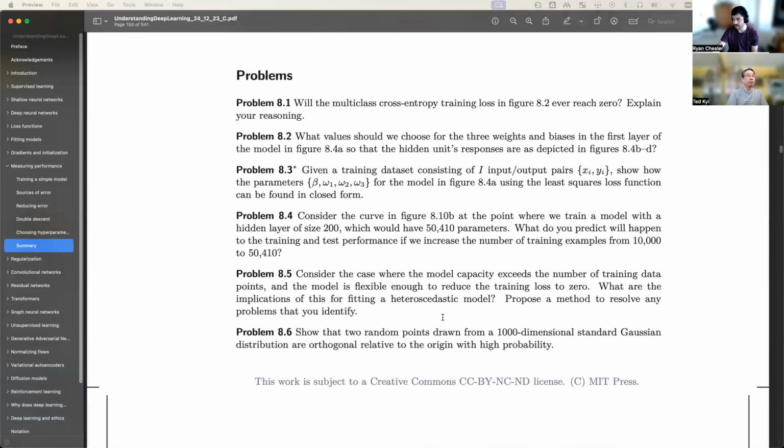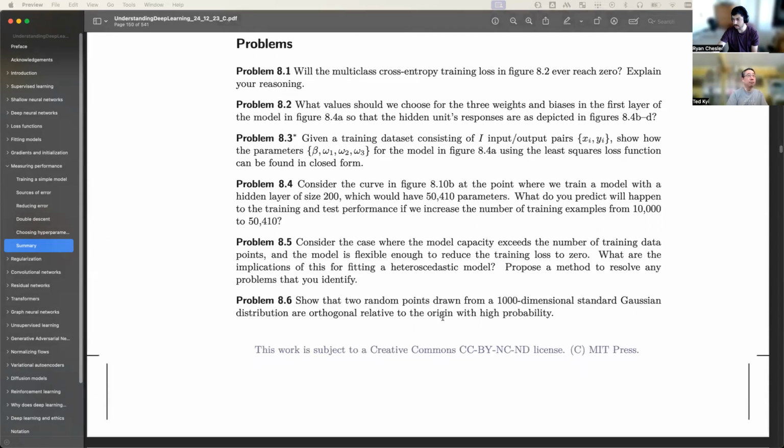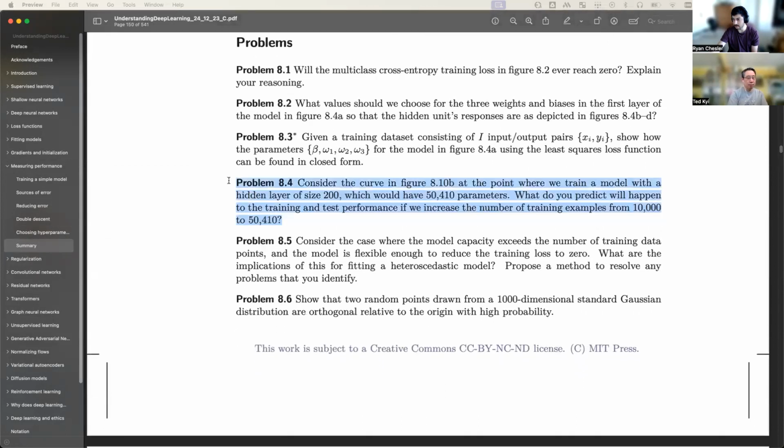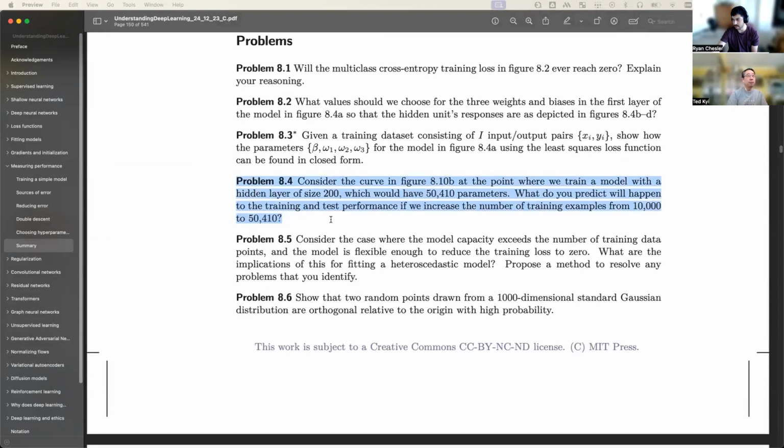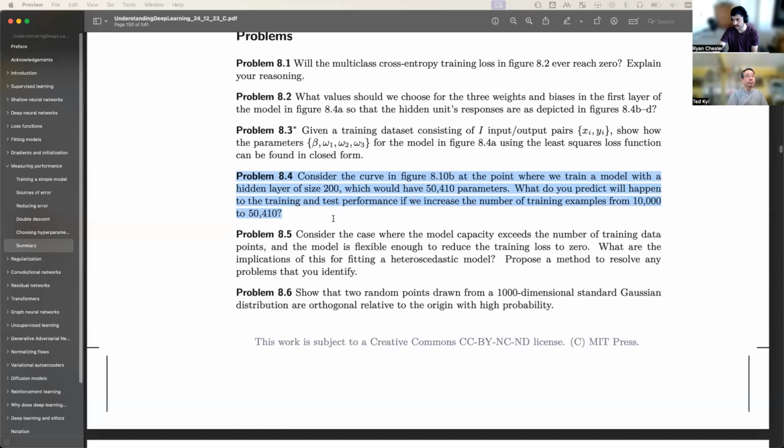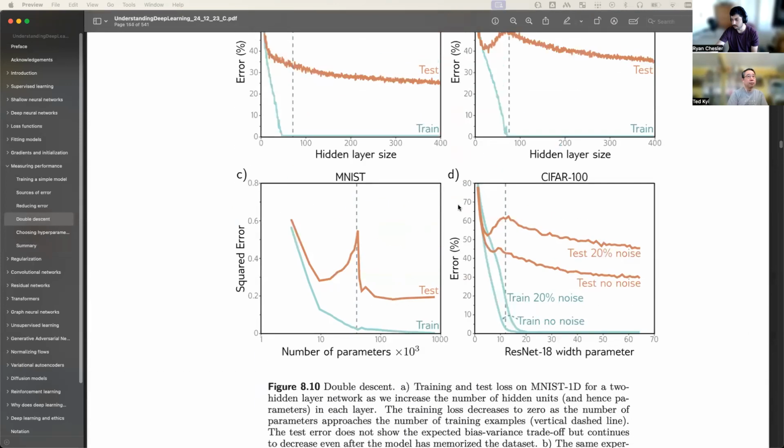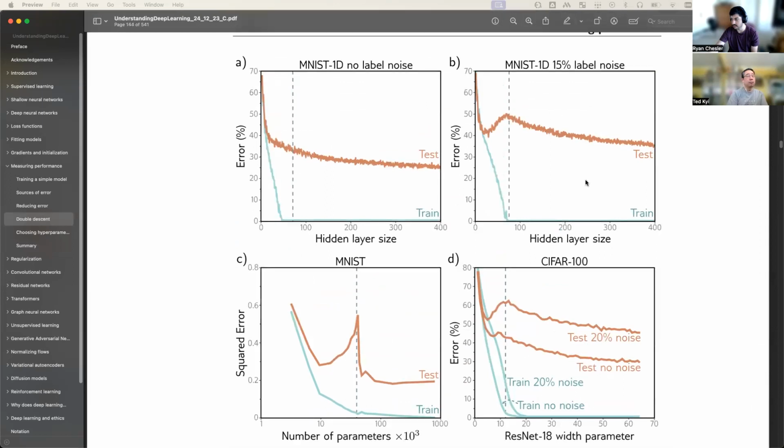Any more questions? So I thought 8.4 was decent. I don't know if anyone wants to take a crack at that as well. So consider the curve in figure 8.10b at the point where we train a model with hidden layer size of 200, which would have 50,000 parameters. What do you think will happen to the training and test set performance if we increase the number of training examples from 10,000 to 50,000?